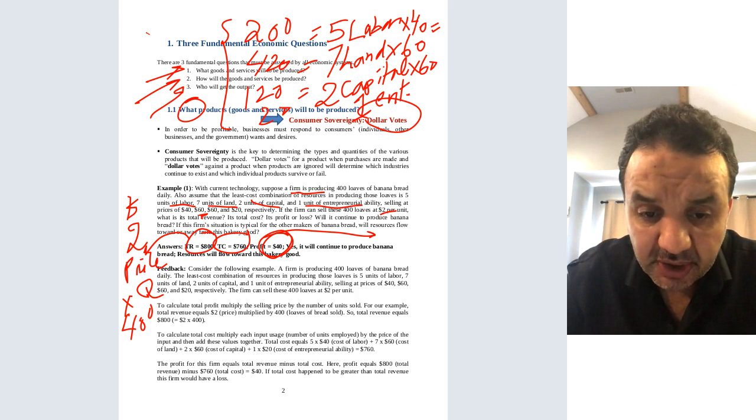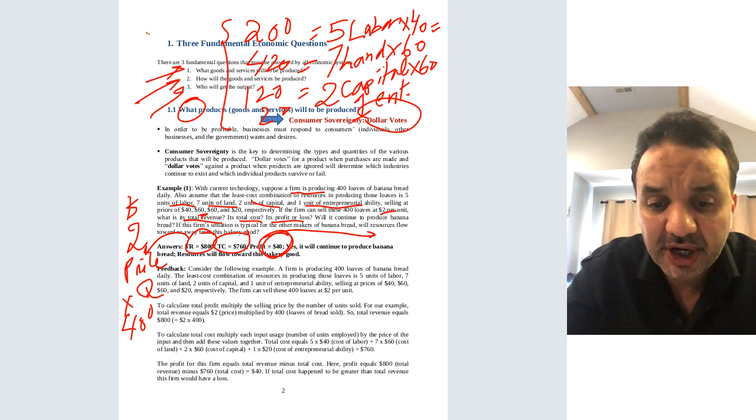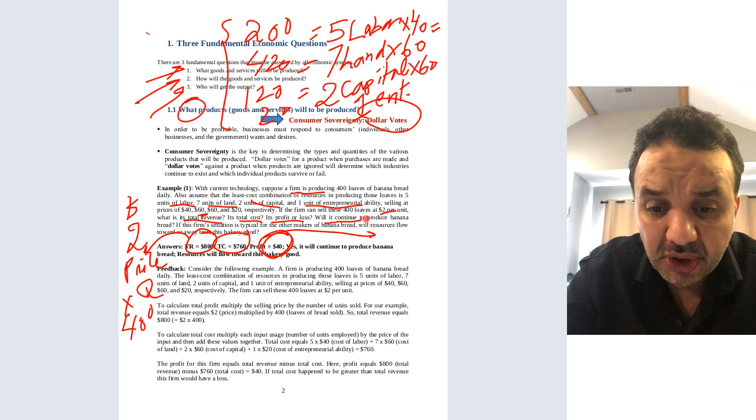Okay, so let's continue the question. What's the question? How much is the total revenue? We already answered the question. How much is the total cost? We said that 760. Is there profit or loss? We said there's a profit. This is the key question which I want to answer, which is: will it continue to produce banana bread? This is the key question.